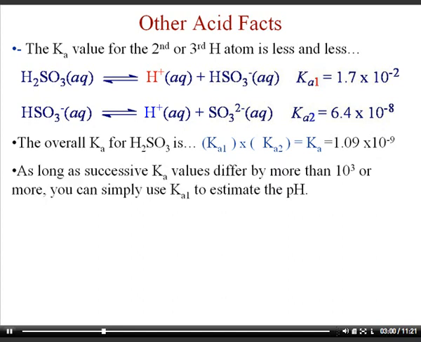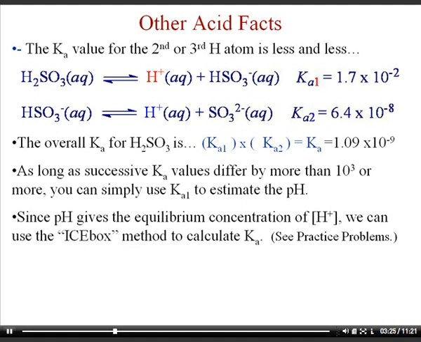If you want the overall K value for both reactions, when you add them up, you would take the Ka times the other Ka. So when you add reactions, just like in the previous chapter 15, you can multiply the K values. Now, as long as the first Ka is more than 1,000 times bigger than the second Ka, you can just worry about the first Ka to determine the pH. Now, since pH gives the equilibrium concentration of hydrogen ions, you could do an ICE box and figure out what the Ka value is if you already knew the pH. And we do some practice problems in class. And then I throw in this acid fact.